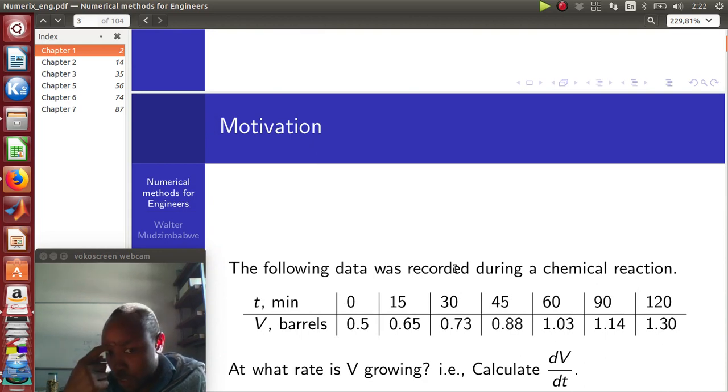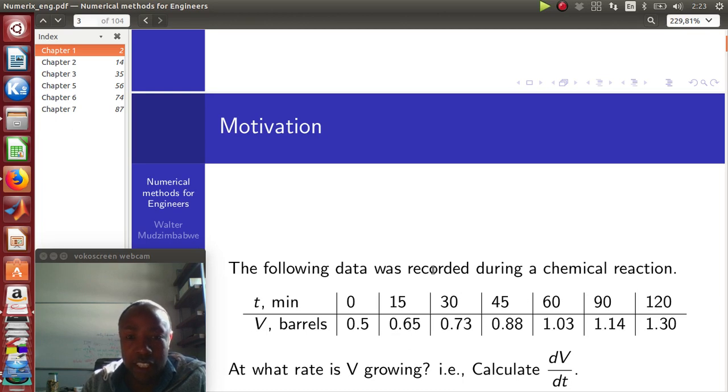Suppose you have the following data about a chemical reaction. This could be maybe a chemical engineer collects this data. There is some time and a measurement of the volume produced by a chemical reaction. The recording is at 15 minute intervals, and these are the volumes that you get from a certain reaction. This is normally what happens in practice.